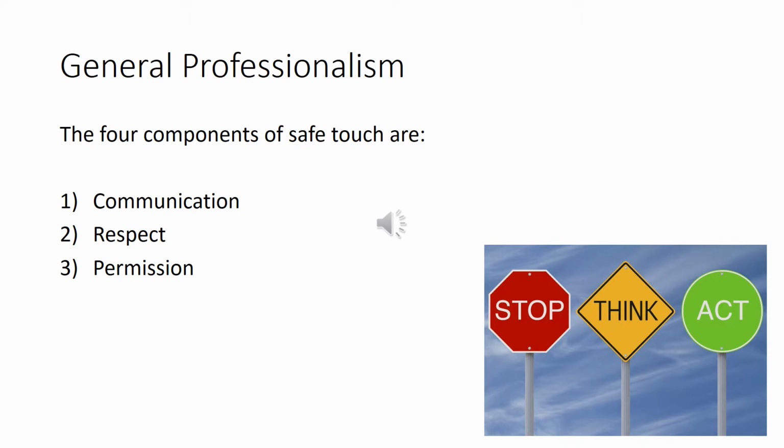The third component of safe touch is permission, asking permission. So when do we need to ask permission in a session? We ask permission during the intake. We get verbal and written permission to work areas such as the gluteal region or the pectoralis region.